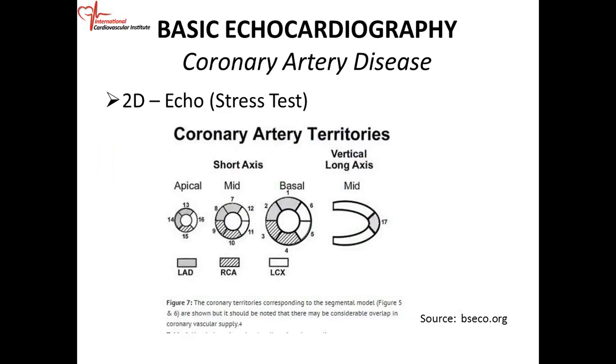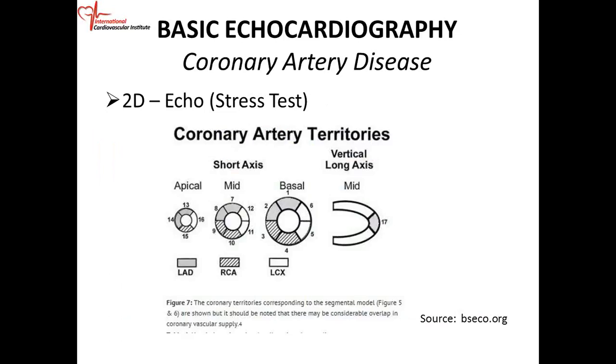So the resting echo may be normal, but if we stress the patient, we can bring out the wall motion abnormality. So when we do a stress echo, we hook the patient up to our ECG system. Let's use a treadmill stress echo as an example. So we'll hook the patient up.